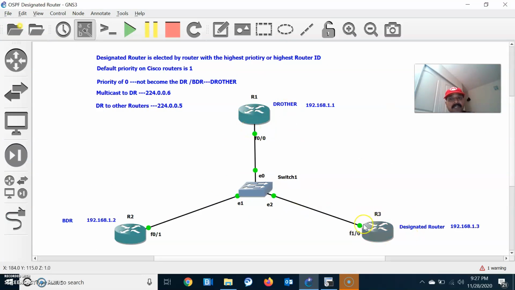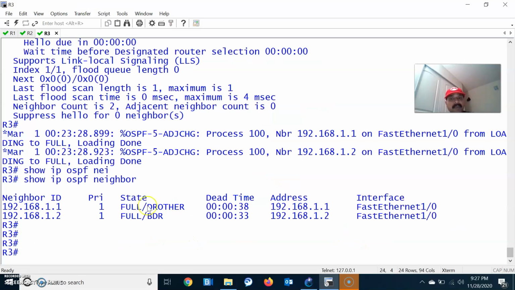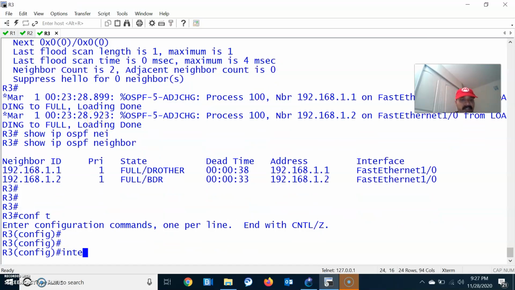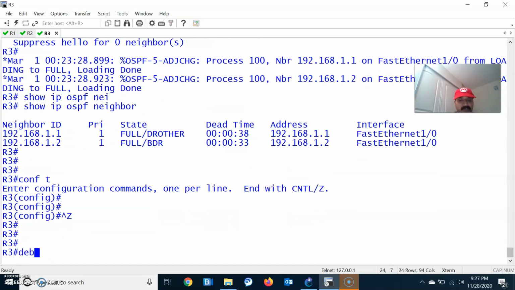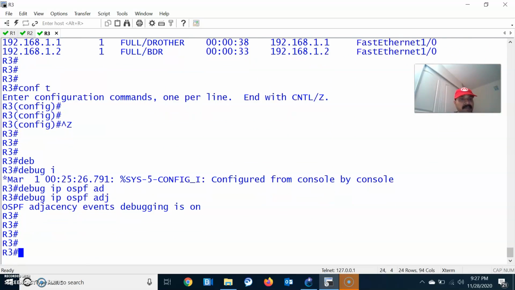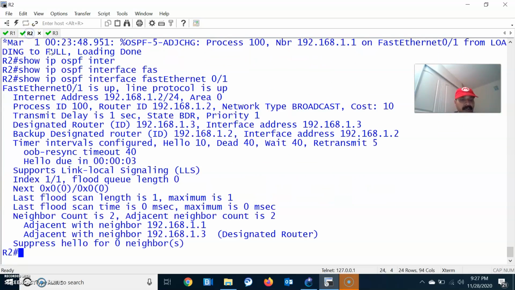So what happens if I shut down this interface? What will happen? The backup will automatically take over the active role. Let us see what happens. Go to the configuration mode. I'm going to shut down this interface. Before that, let us do a debug IP OSPF adjacency, and let us also enable it on the other router.